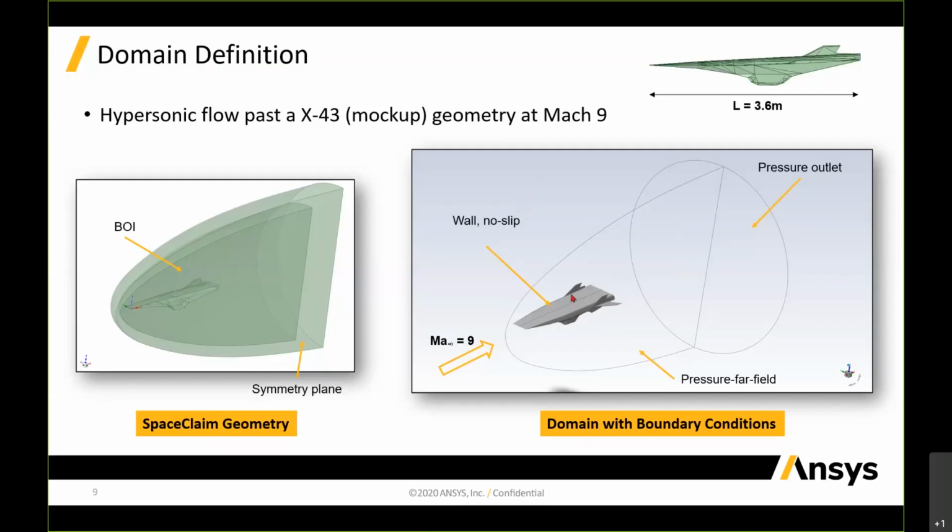The boundary conditions are pretty standard. I've defined the vehicle as a wall, no slip. I have the symmetry plane on this side, the pressure far-field boundary on the other side, and a pressure outlet in the back. And here I call a BOI. If you've not used SpaceClaim or Fluent meshing before, a BOI is nothing but a body of influence, and it can be considered a local refinement region.